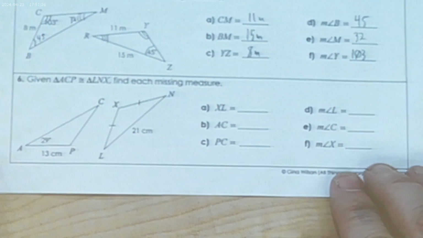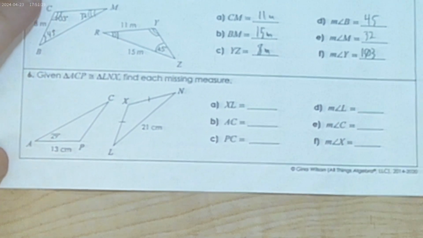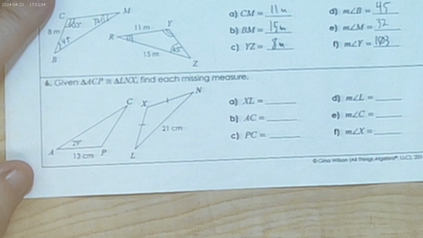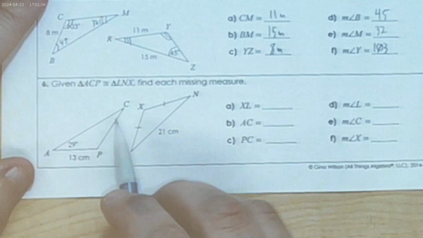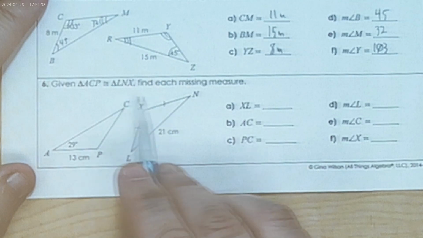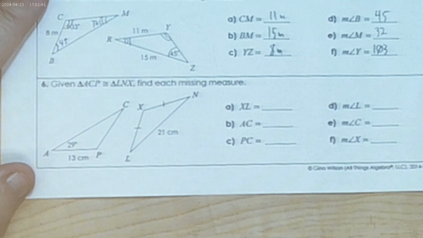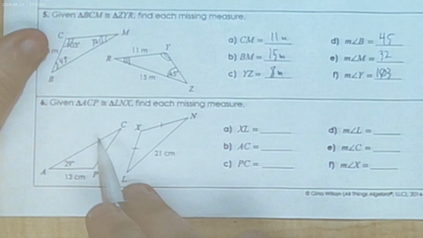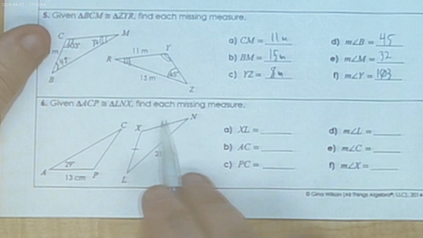All right. So for the last one, I got to adjust the camera between pages. I'll just let editing Richard fix that. So given ACP is congruent to LNX, find each. You know what? I'll let editing Richard take care of this now. There we go. All right, thanks, buddy. And of course, it's editing Mr. Foster to everyone else.